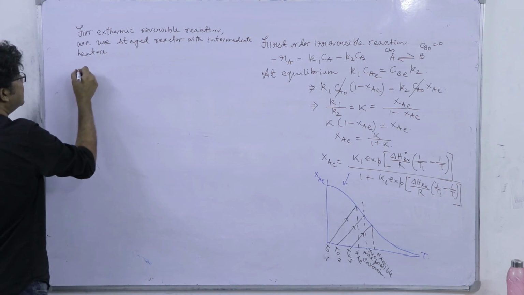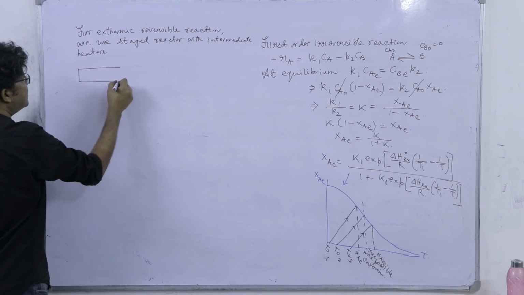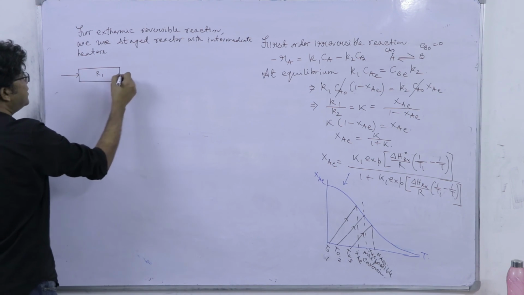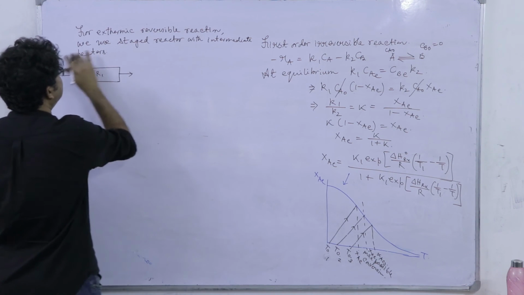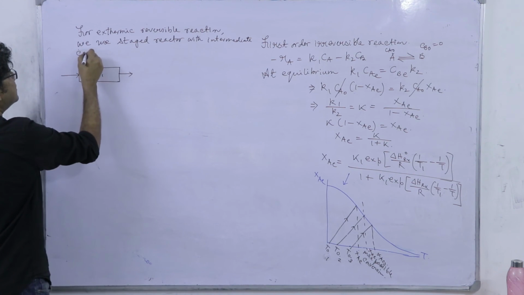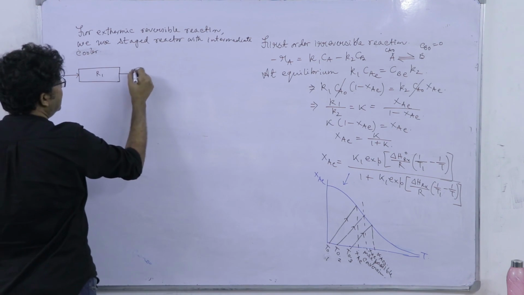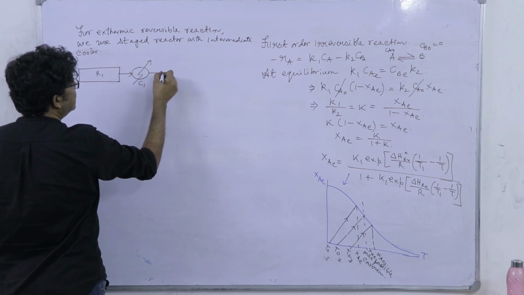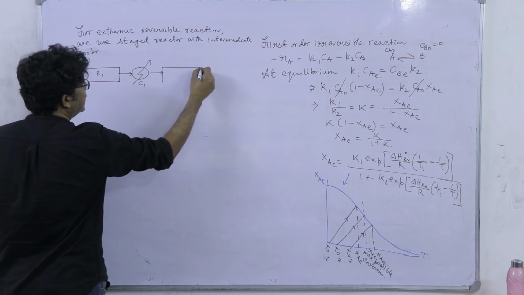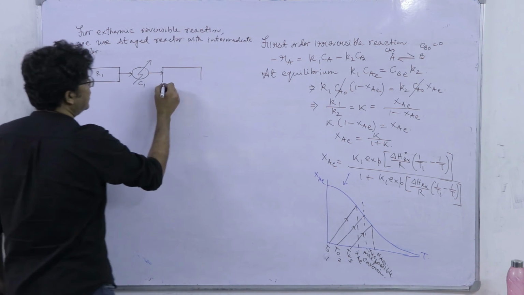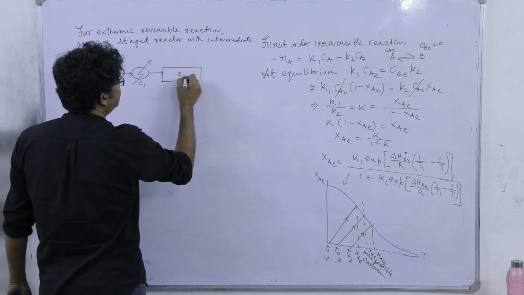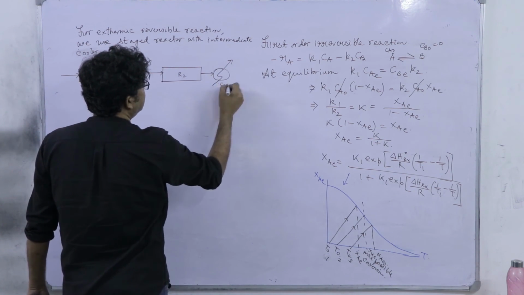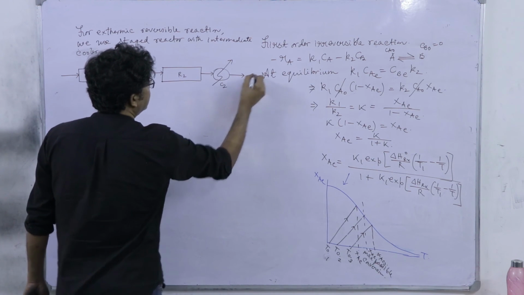What is that? Say we will use reactor 1, a small size reactor, reactor 1. Next we will use intermediate coolers. So next we will use a cooler 1, so its temperature decreases. I will show you what will be the reflection in this plot. Next, this is reactor 2, another cooler C2, and this goes on, right.